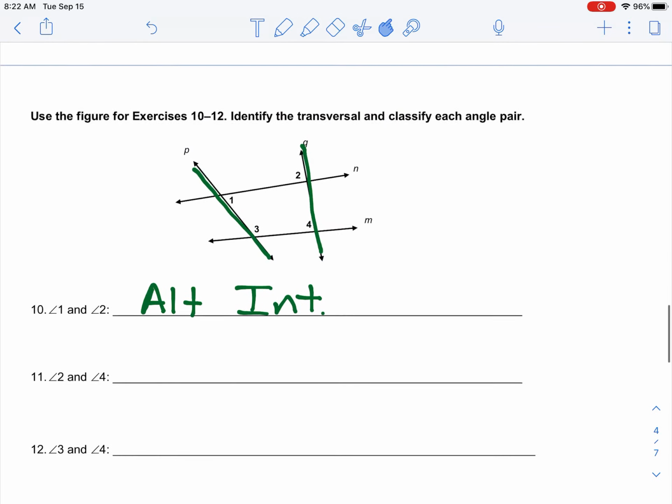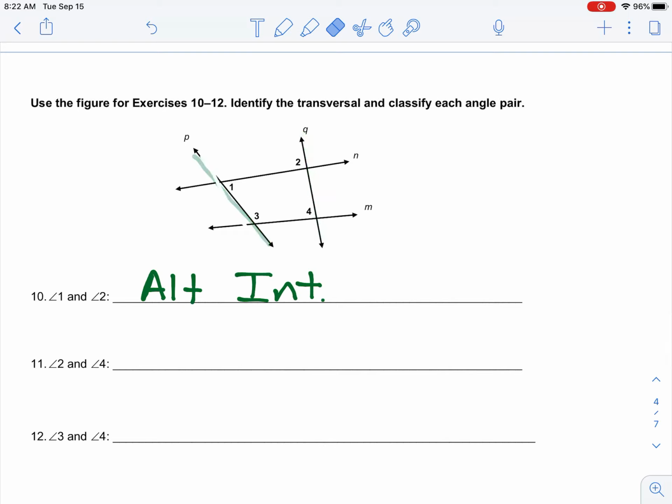All right, let's erase those green lines. And let's look at the next question. It says 2 and 4. All right, so I see 2 and 4. They're between these. Notice they are not both inside those two lines, so it is not interior. They are both not outside those two lines, so it is not anything with exterior. We have one above the line, one above this line, and they're on the same side of the transversal, so we call those corresponding, which we'll write C-O-R-R to abbreviate.